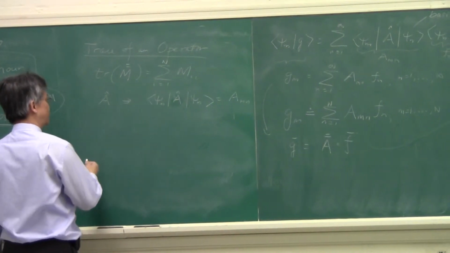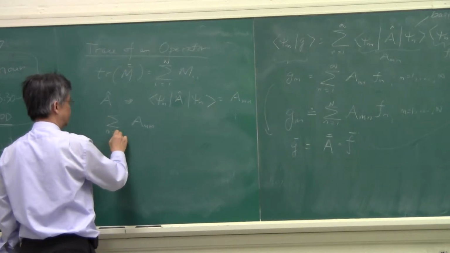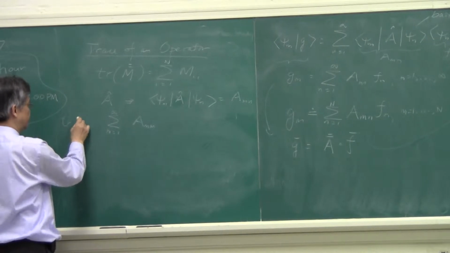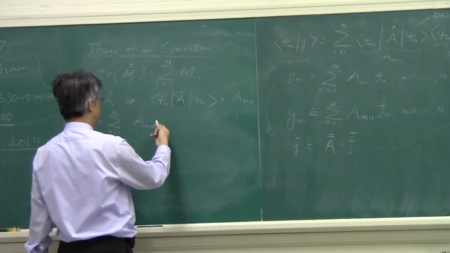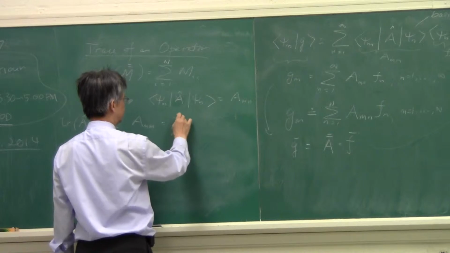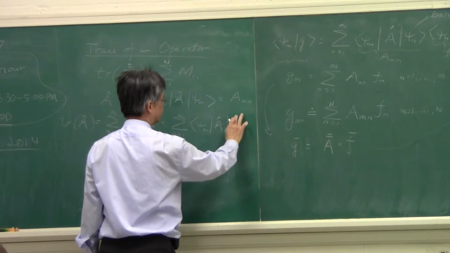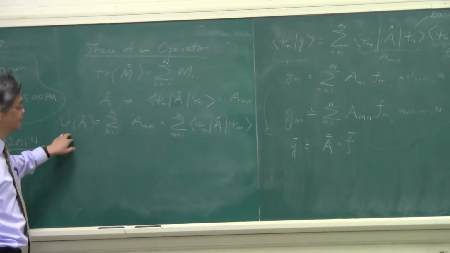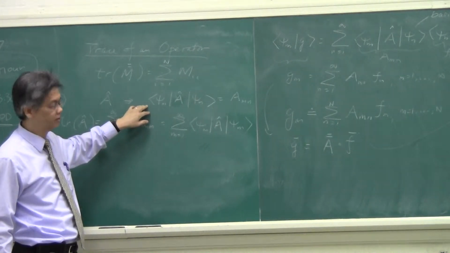Okay, and then the trace is just given by A_mm, m going from 1 to infinity. Trace of an operator can be defined to be like this, and then it will be just the sum over m from 1 to infinity of psi_m, A hat, psi_m. And this process is independent of what basis functions you use as long as they're complete and orthonormal.